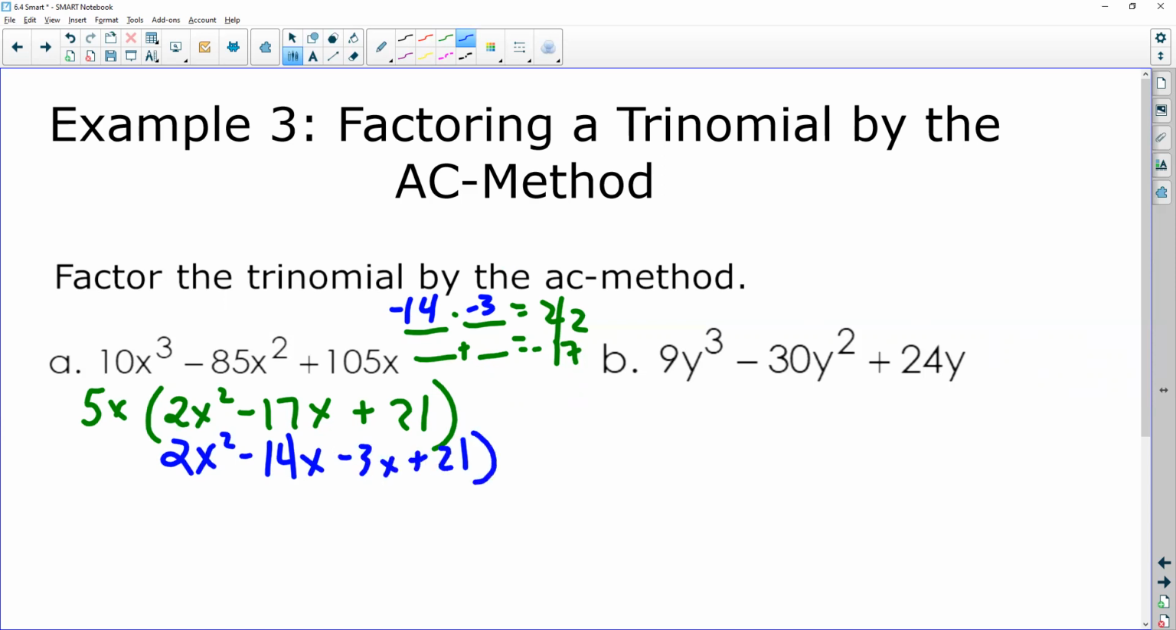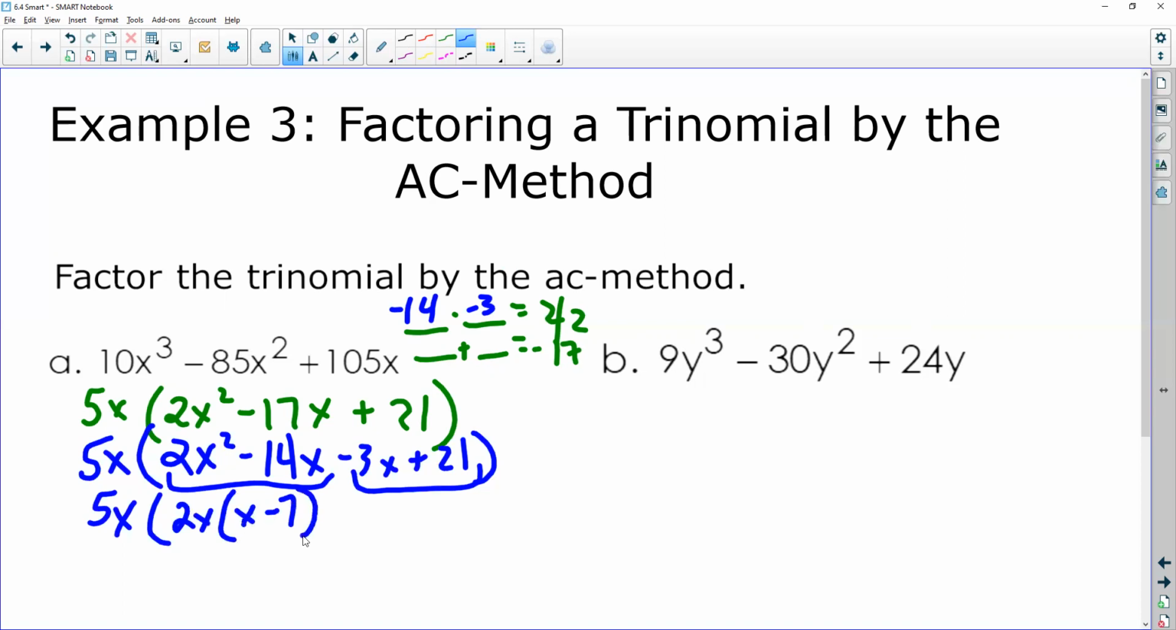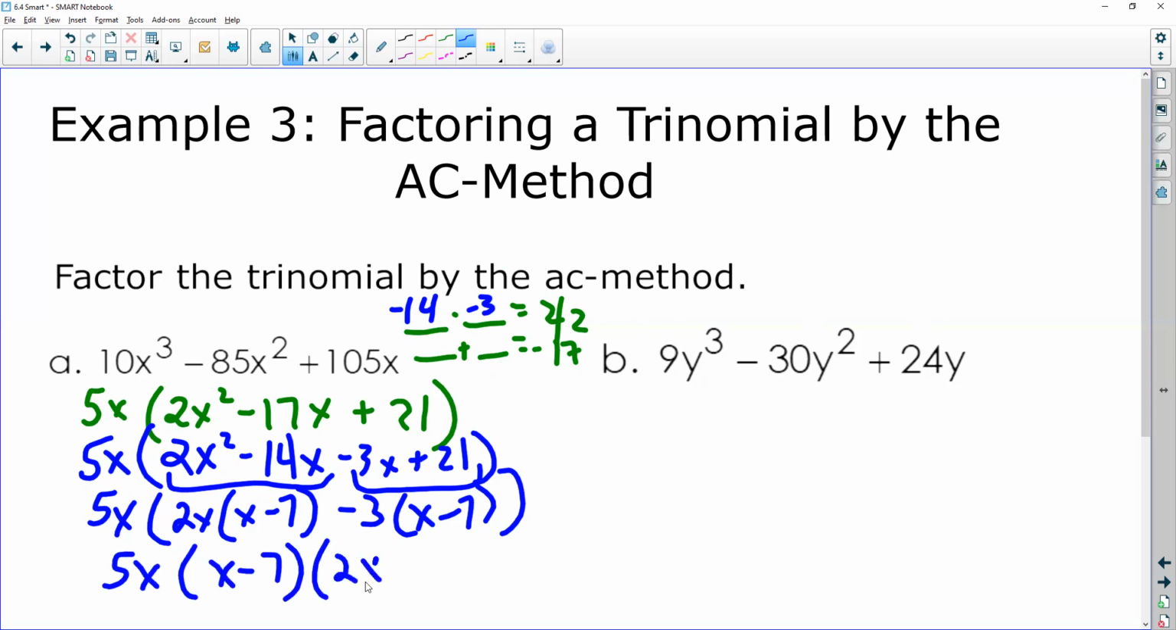What I am not going to do is lose track of that 5x at the front, so hang on to it. It's got to be there when you're done, or else the whole thing isn't right. Now group. So out of the first group, I'm going to pull 2x. That's going to leave me with x minus 7. Out of the second group, I need to pull out a negative. I'm going to pull out negative 3. It's going to leave me with x minus 7. And then I see what I have. So I have 5x times x minus 7 times 2x minus 3.